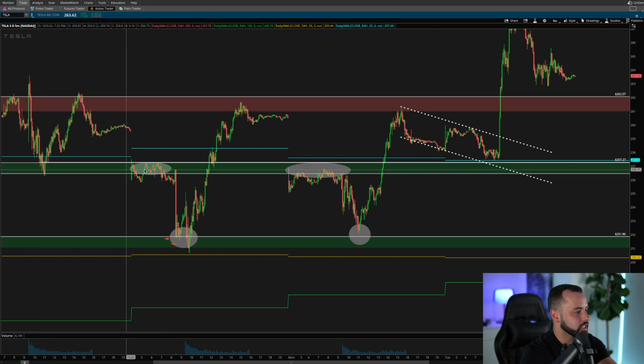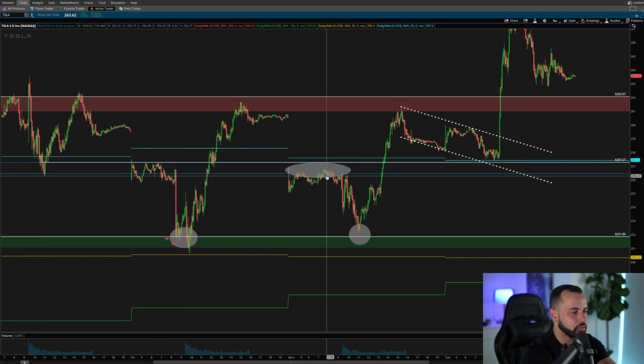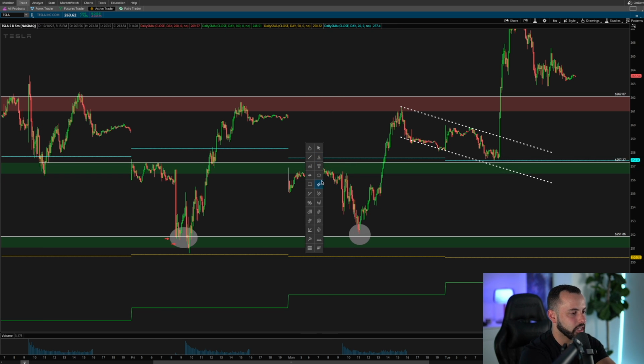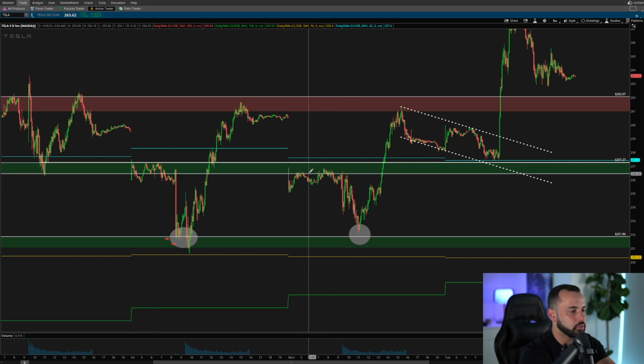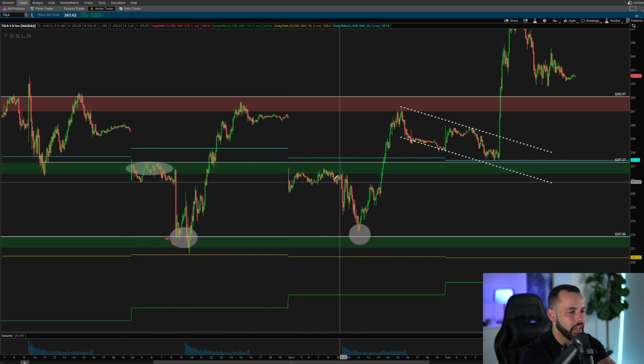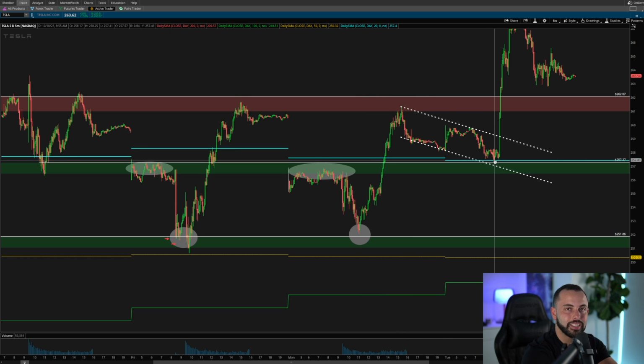So people ask me a lot, are you looking at pre-market levels? Absolutely, right? Look how important the pre-market levels from Friday were, and look how important the pre-market levels from Monday were for the trade on Tesla today.